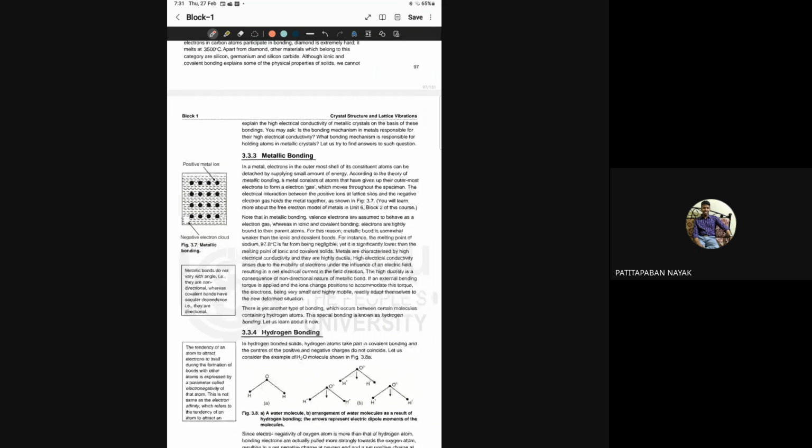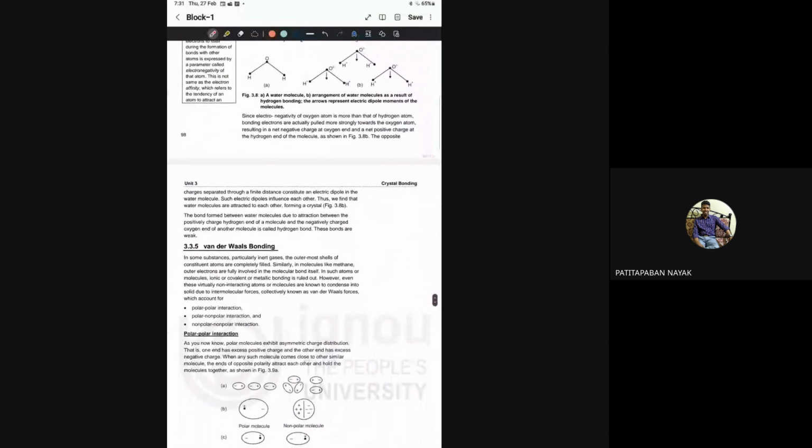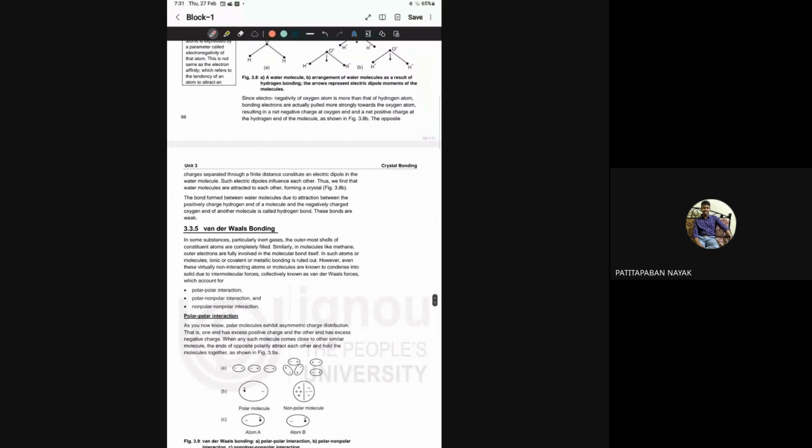Similarly, we have hydrogen bonding and van der Waals bonding. Van der Waals bonding is mainly dipolar interaction: polar non-polar, polar polar, and non-polar non-polar interaction. If you go a little deeper, like in quantum mechanics, it is electron and nucleus, nucleus and nucleus, electron and electron interactions. All these kinds of interactions occur, and whichever is dominant will decide what kind of bonding we will have.